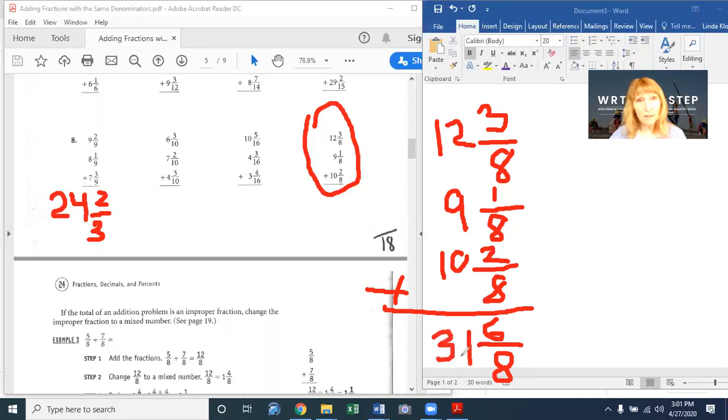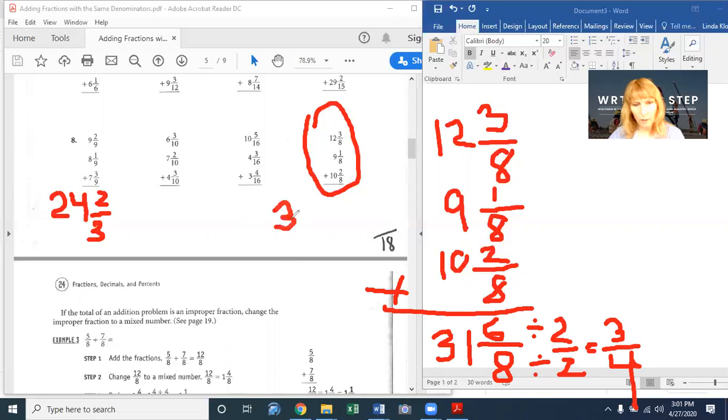And then we take the 6/8 and divide the top and the bottom by the same number. That would be a 2. 2 on the top, 2 on the bottom. That ends up equaling 6 divided by 2 is 3. 8 divided by 2 is 4. We get 3/4. Don't forget there's a 31 there. So that answer is 31 and 3/4.